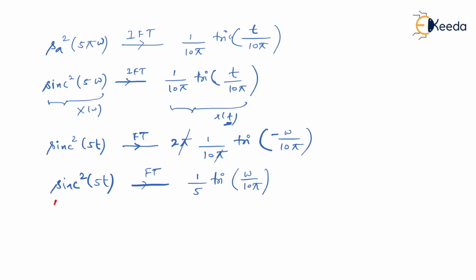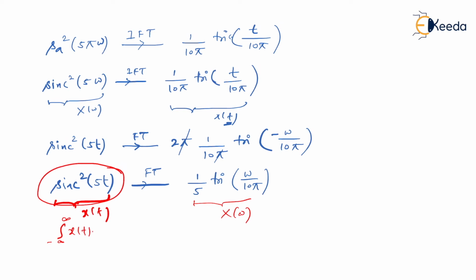And why are we doing so? Let me remind you. This was our x of t and this is your x of omega. If you read the question, they are asking you the area under the curve for sin square 5t. Am I right? So they are asking you the area under the curve for x of t dt, and this is always your x of omega at omega equal to 0. So what is your x of omega? Your x of omega is nothing but a triangle function. So let me draw that triangle function.